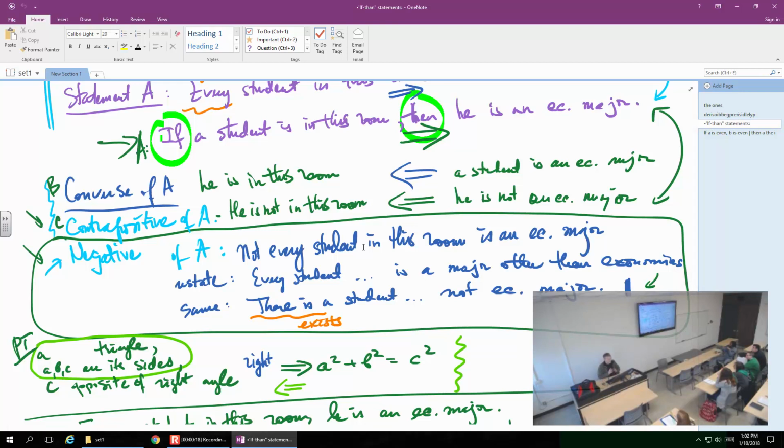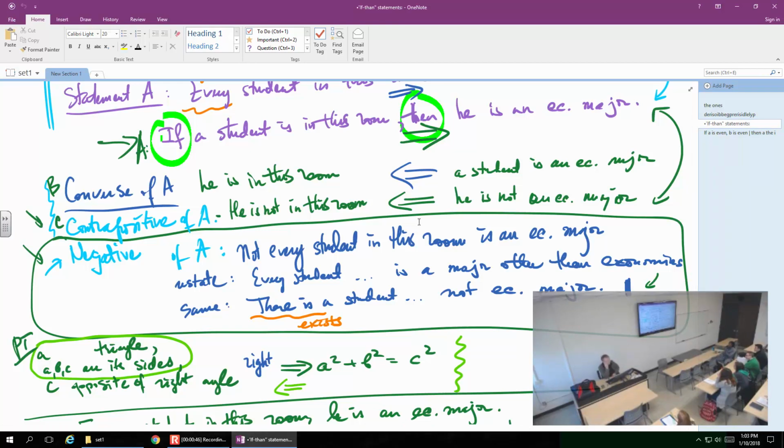Some of these transformations change the statement substantially, and others only change the form. Once again, the contrapositive is the same statement. The negative is certainly a different statement, and the converse is also a different statement. So producing the contrapositive just helps you to understand the problem. There may be a different approach for proof that you're looking for.